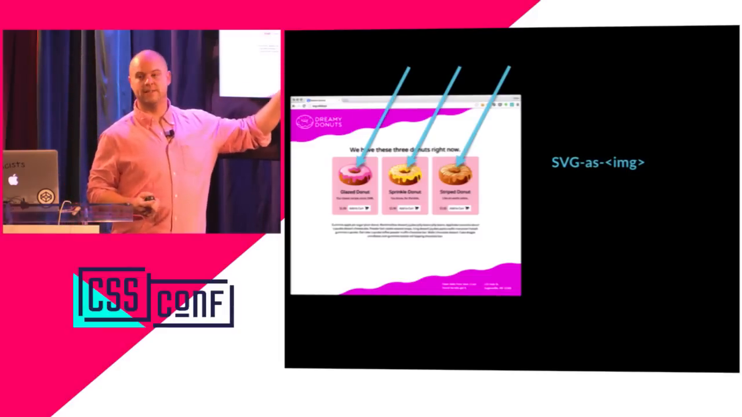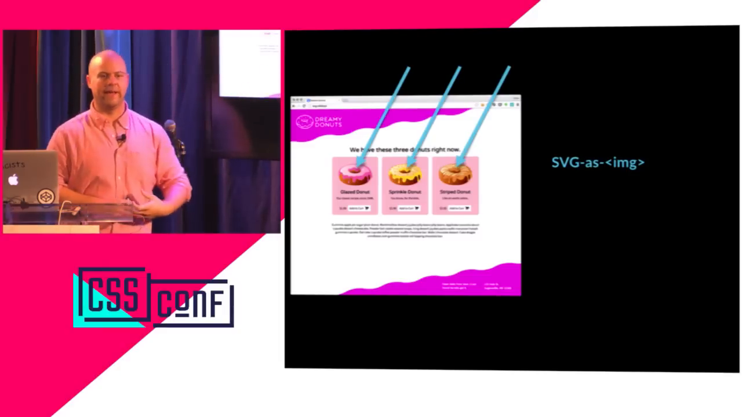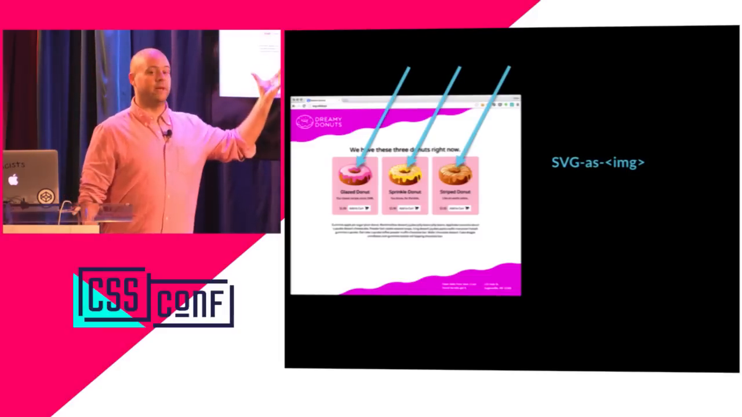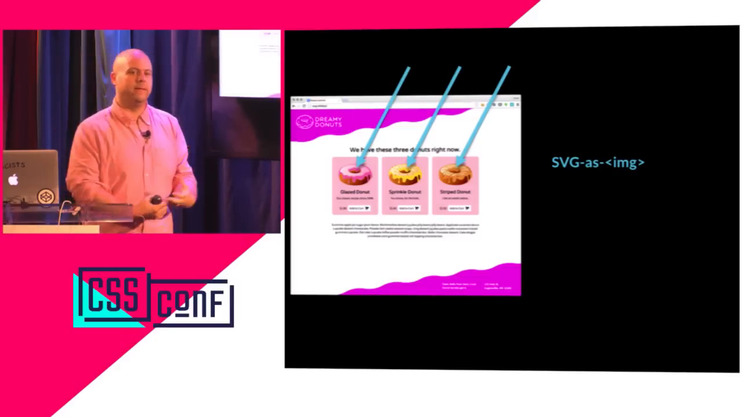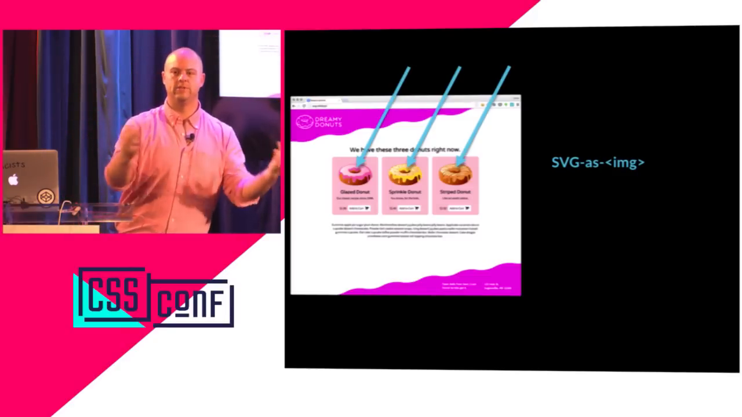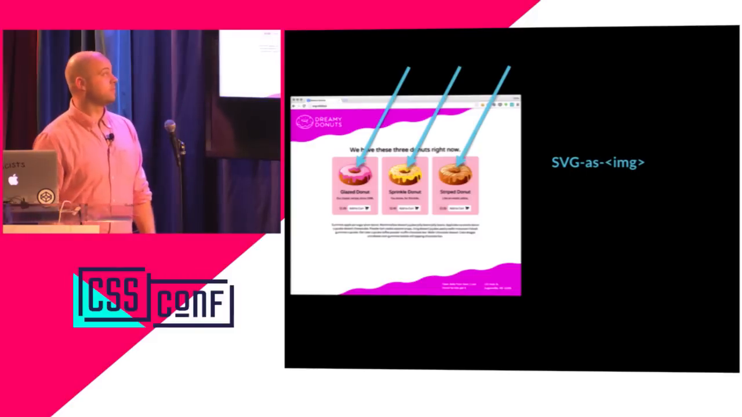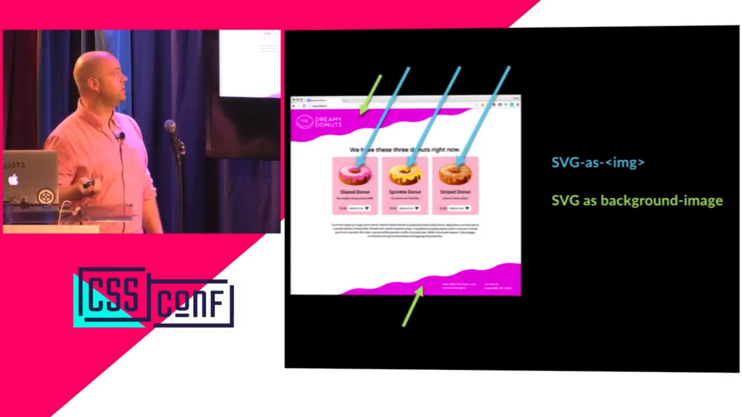I would say that the donuts themselves, I could see being content that goes out to an email or is generated by a CMS. It's like these are posts almost. I could see that making sense as content that's going on the page that is going to go elsewhere too. That's a fine use case for SVG as image.